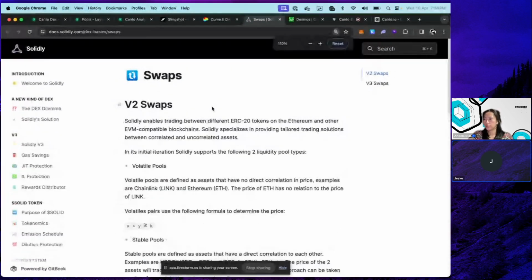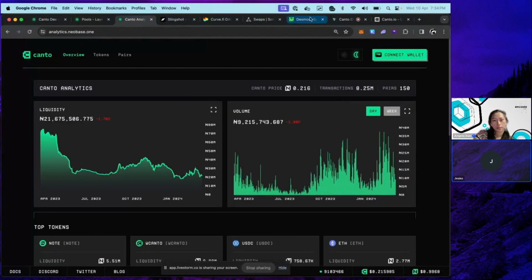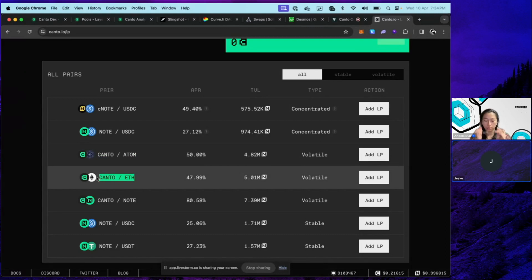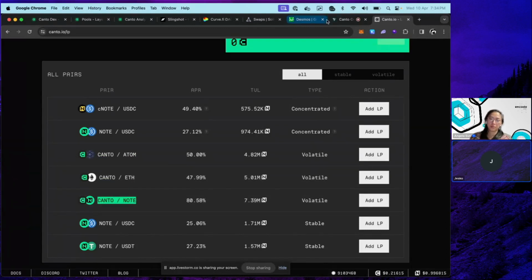As everyone knows, Uniswap has XY equals K pools. For example, a liquidity pool will contain two tokens, the X token and the Y token. And the invariant that these pools follow is that X times Y is usually constant. That means the price of any asset X or Y is calculated by the ratio of these tokens in the pool, right? For example, in these pools on Canto.io, this pool contains the two tokens Canto Atom, Canto ETH, Canto Note, right? So this is Uniswap V2.